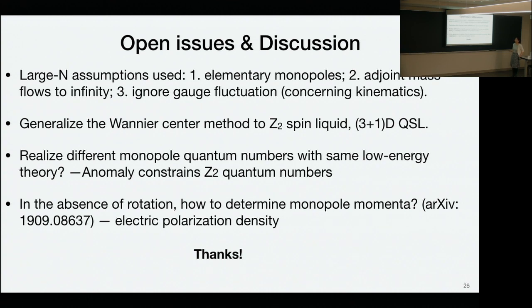And another advertisement is that we have highlighted the importance of rotations that serve to discretize the monopole momenta. In the absence of rotation, the monopole momentum is still a valid problem, and we find that it's related to the electric polarization. Here it is the spinon polarization density in the system, and it's also discussed in a separate publication. This concludes the talk.